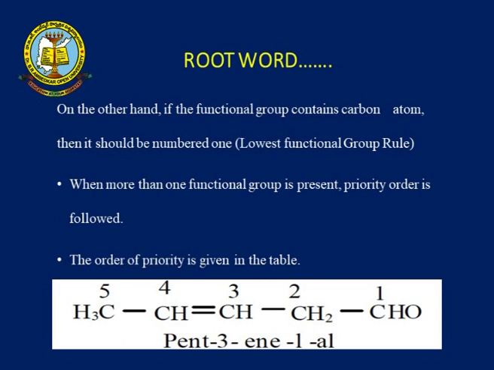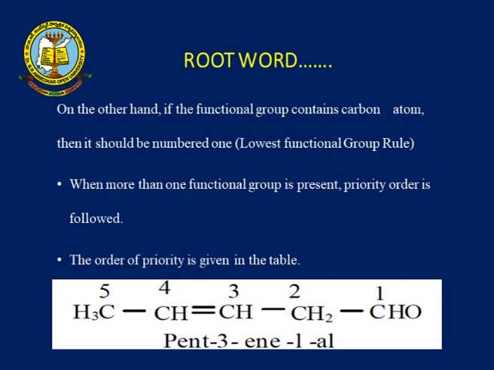Invariably, if the functional group contains carbon, it has to be numbered as 1. So, in this molecule, please look here, the functional group gets 1 and the other ones progress like this: 1, 2, 3, 4.